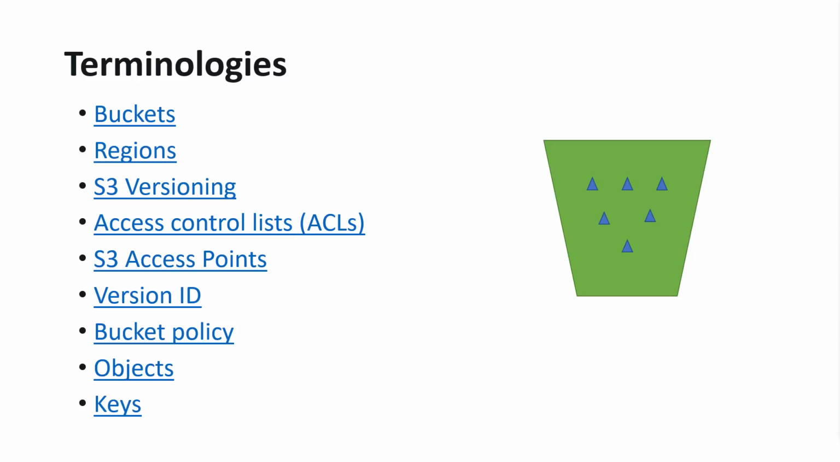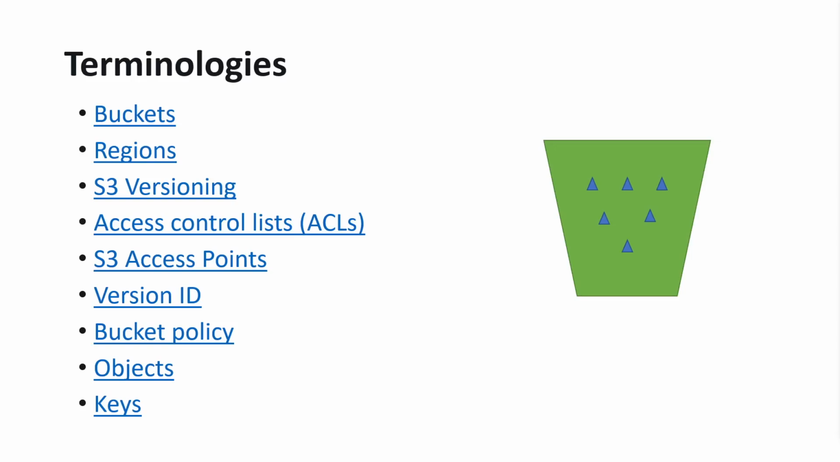And bucket policy. A bucket policy is a resource-based AWS Identity and Access Management policy that you can use to grant access permissions to your buckets and the objects within it. Only the bucket owner can associate a policy with a bucket. The permissions attached to the bucket apply to all the objects in the bucket.